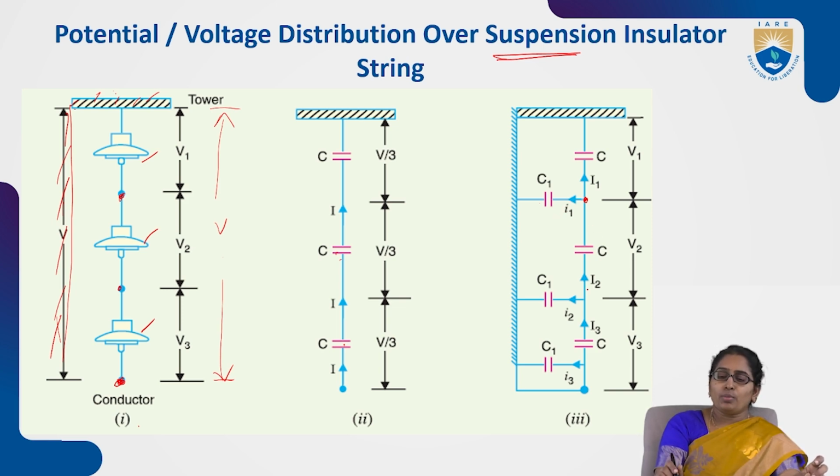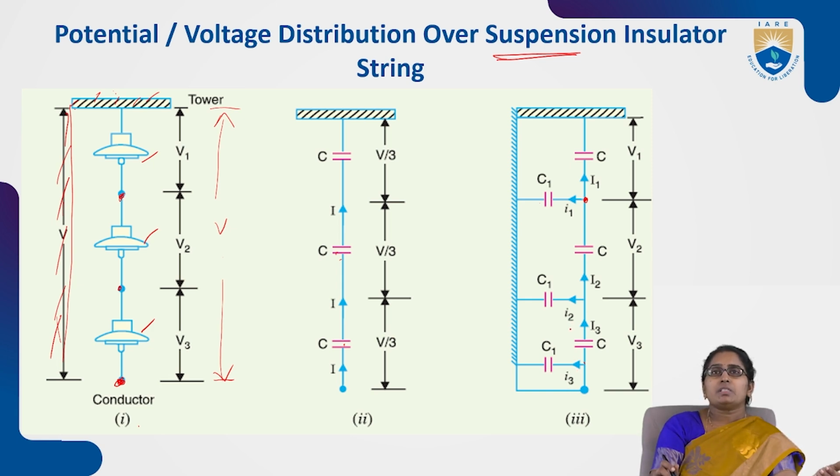Next, the current flowing into the second unit, due to self capacitance, is capital I2, and the current flowing in the second shunt capacitance C1 is, let us say, small i2. Then the current flowing through the bottom unit due to self capacitance is capital I3, and the current flowing through the bottom shunt capacitance is small i3.